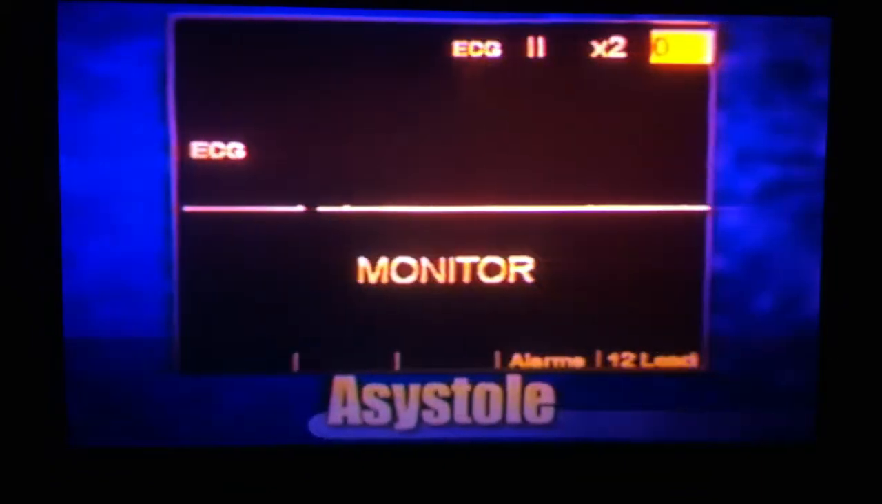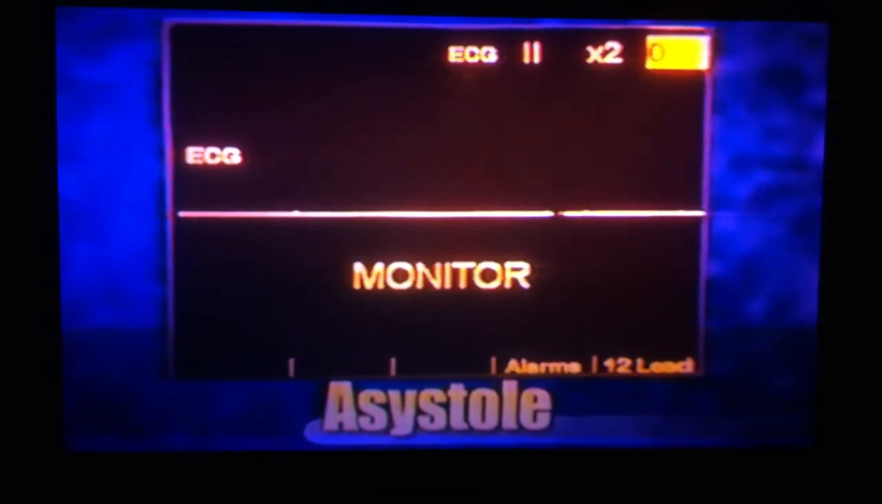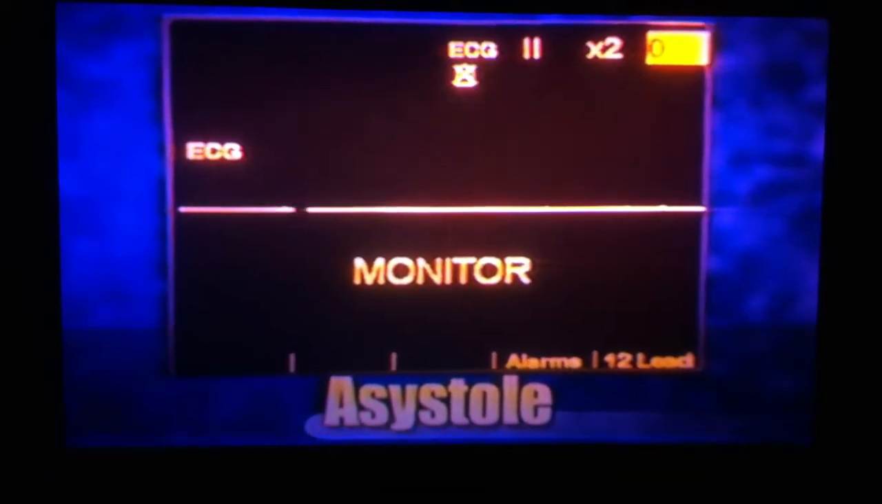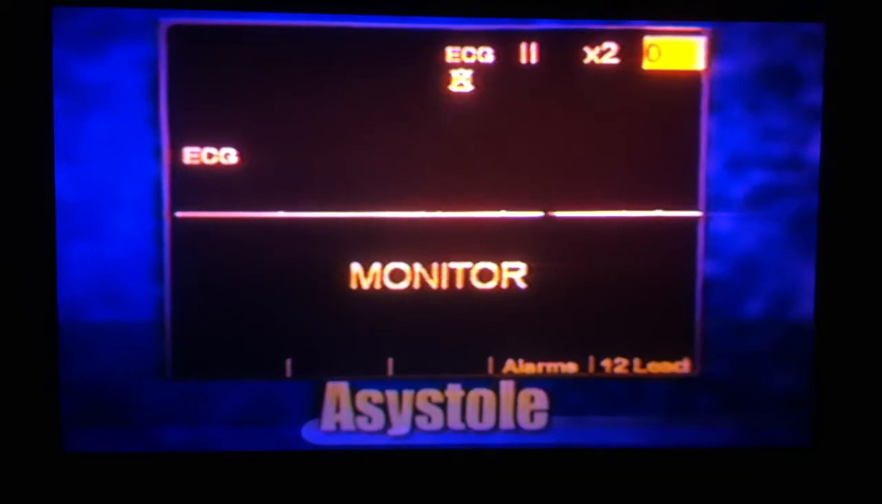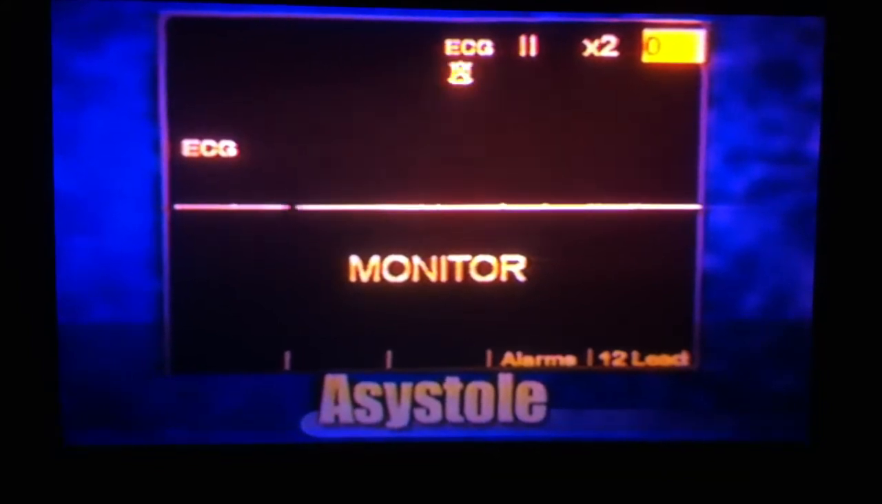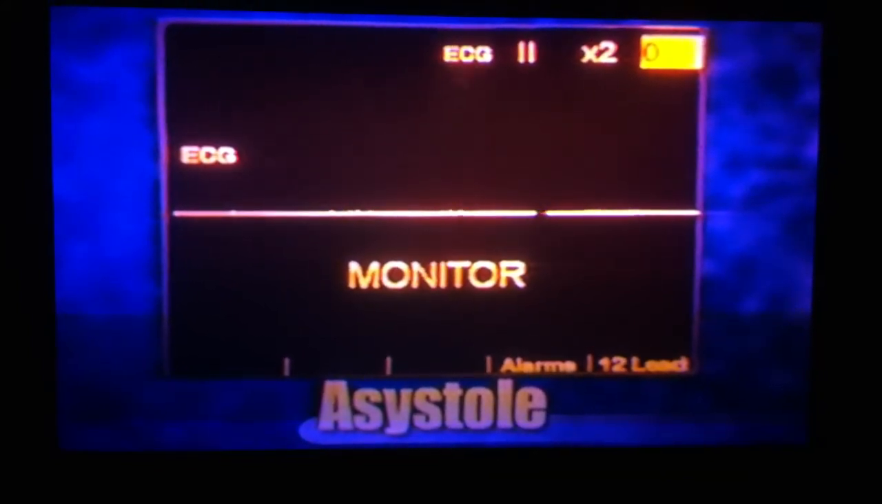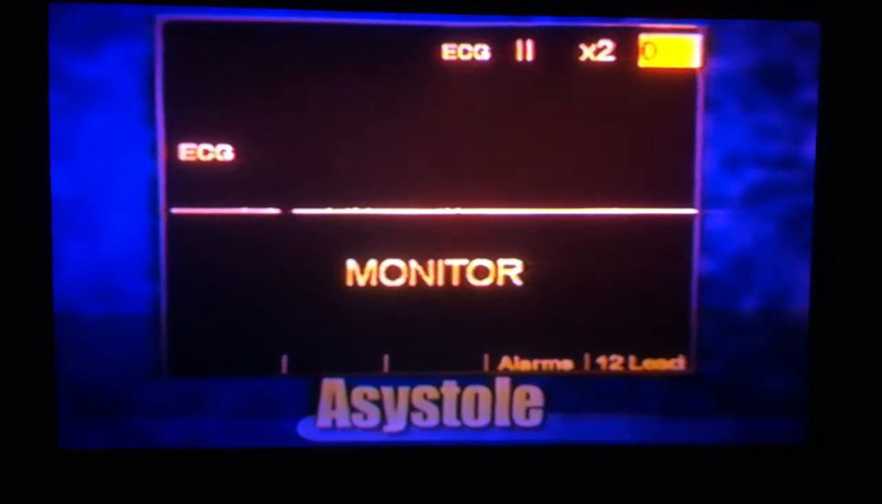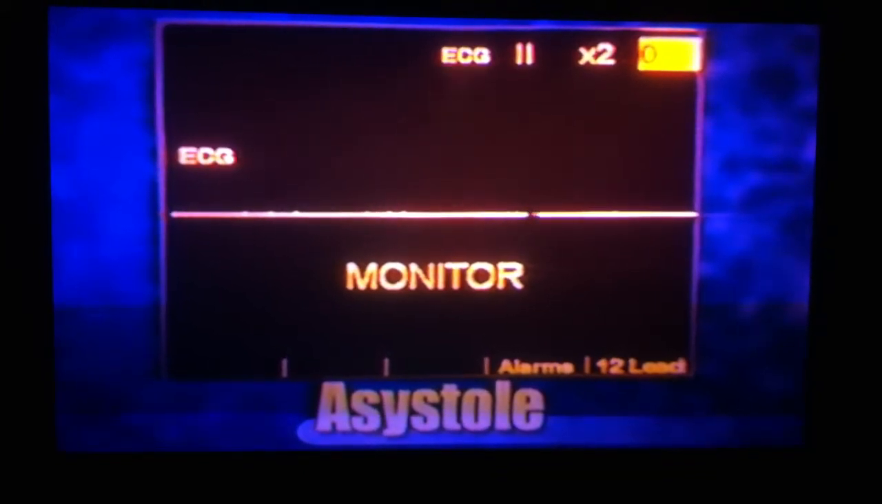Complete absence of sinus node or ventricular activity is called asystole. Asystole is seen on the monitor as an uninterrupted horizontal line. Asystole is usually the terminal rhythm in cardiopulmonary arrest.